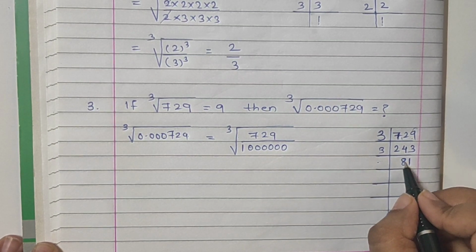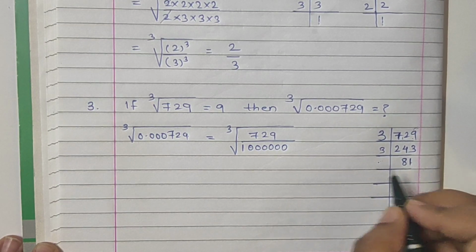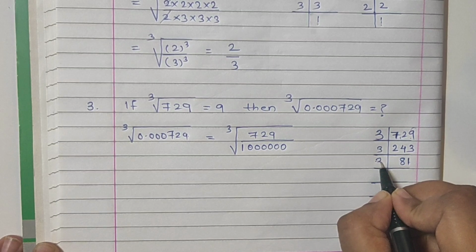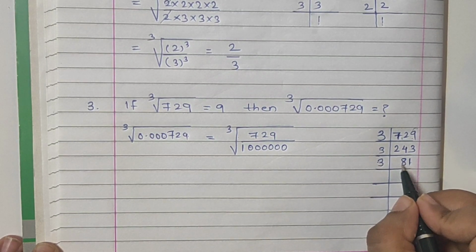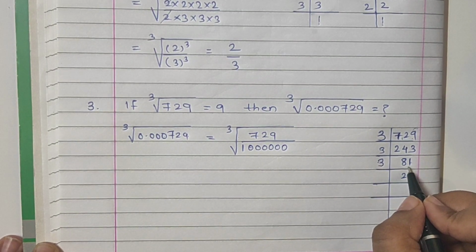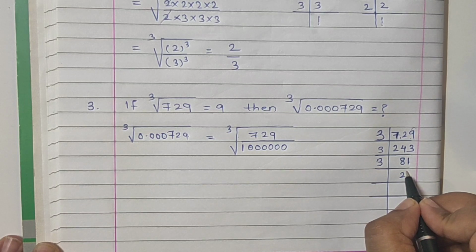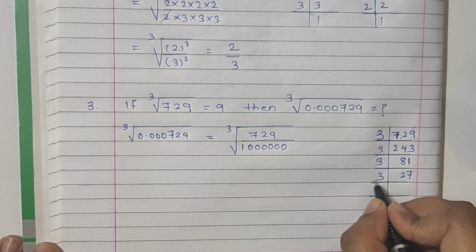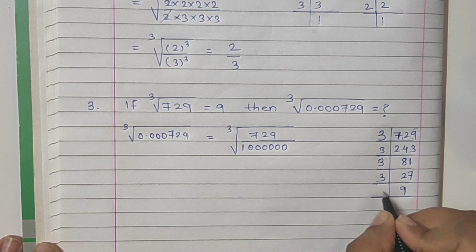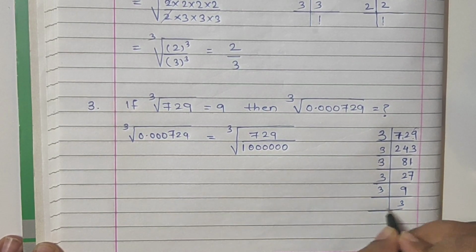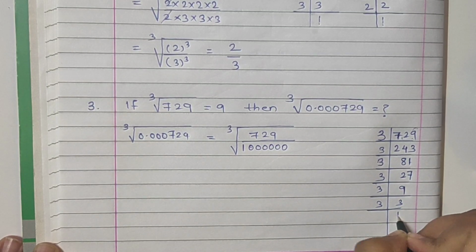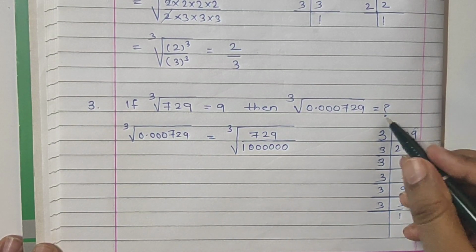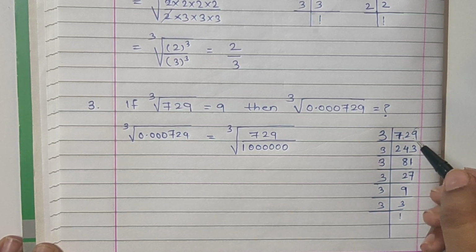Now again we will add this number. 8 plus 1, that is 9. 9 is divisible by 3, so it will be divisible by 3. So 3 2s are 6. 8 minus 6, 2. 21. 3 7s are 21. 3 9s are 27. 3 3s are 9. And 3 1s are 3. In this way we have derived the factors of 729.